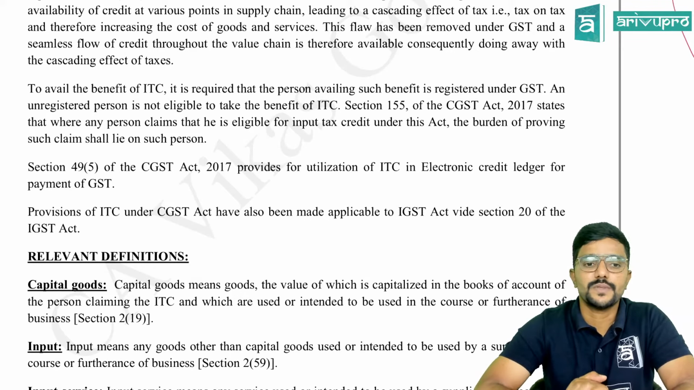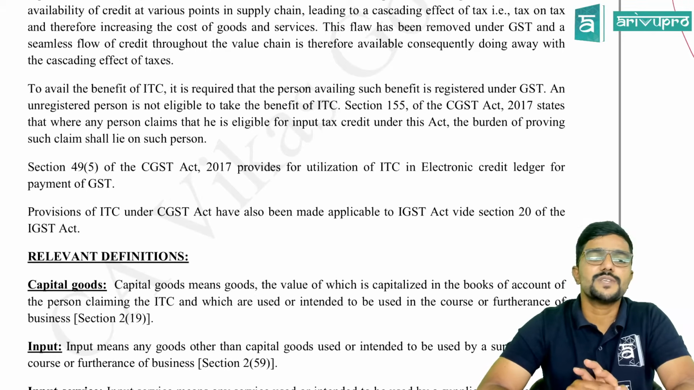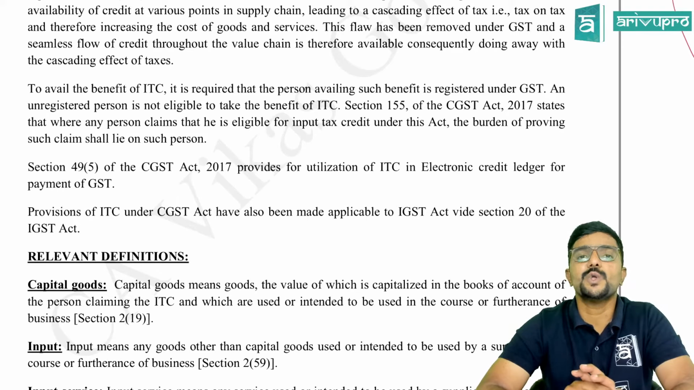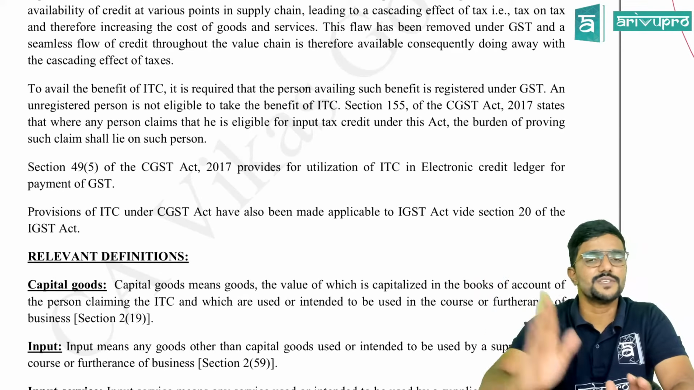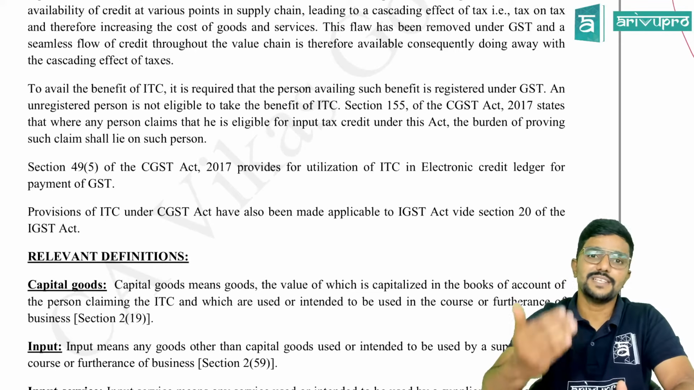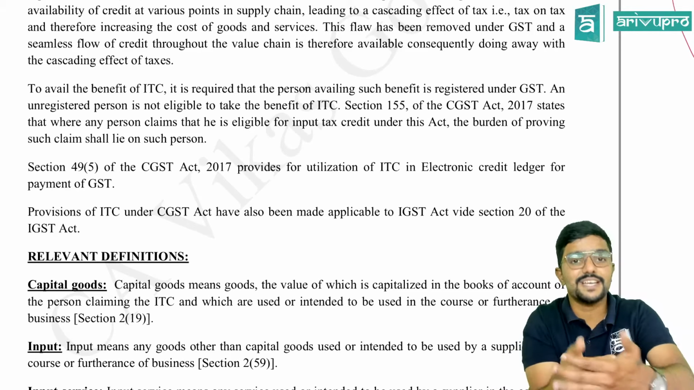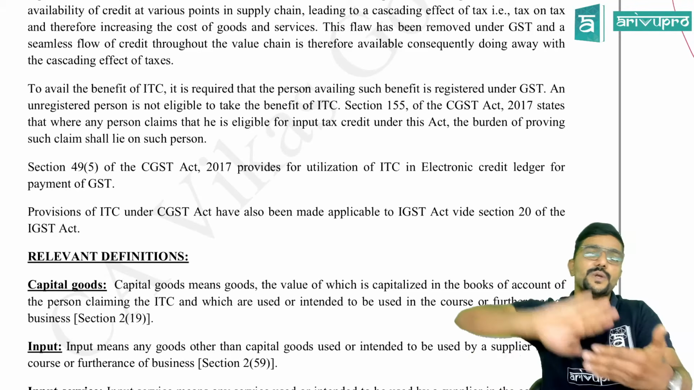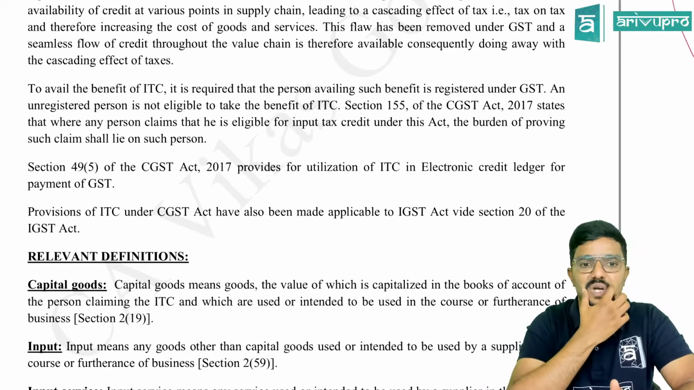Okay, next. Section 49 subsection 5 of the CGST Act 2017 provides for utilization of ITC in the electronic credit ledger for payment of GST. So this section talks about how to utilize the credit. Utilization of credit we will be learning at the end of this chapter, but we will first understand how to claim the credit, how to avail the credit. How to utilize it we will see later, in the later part of this chapter.